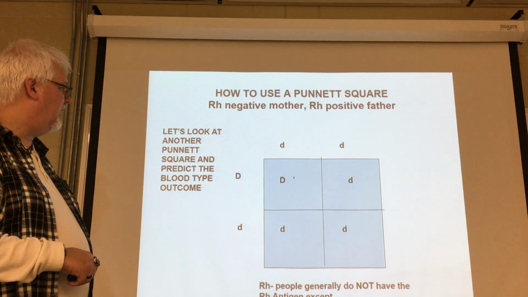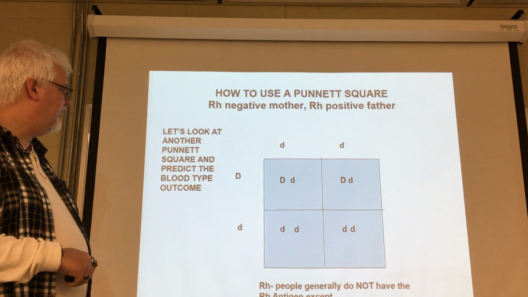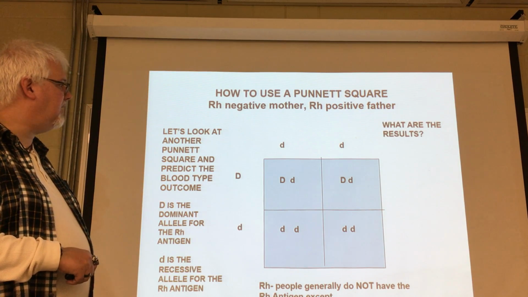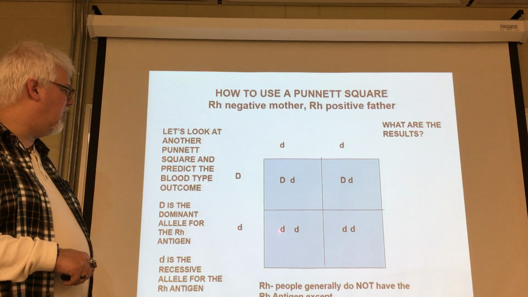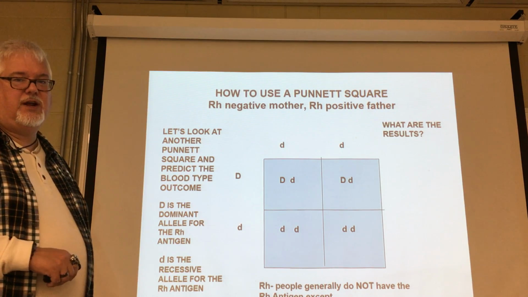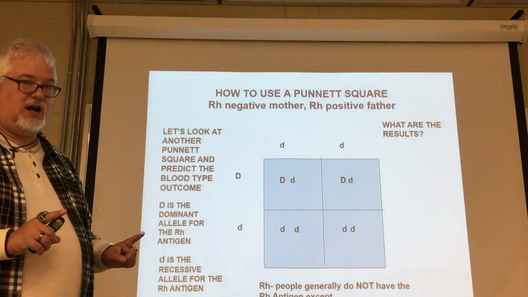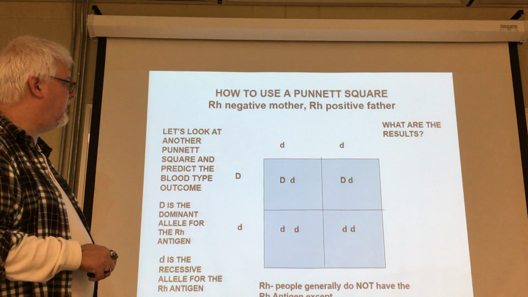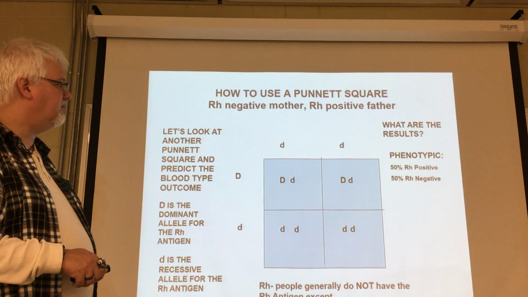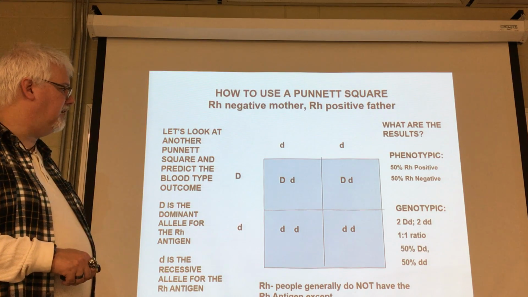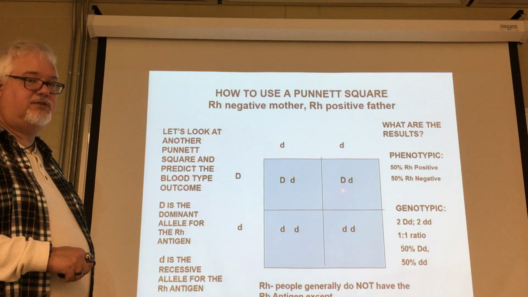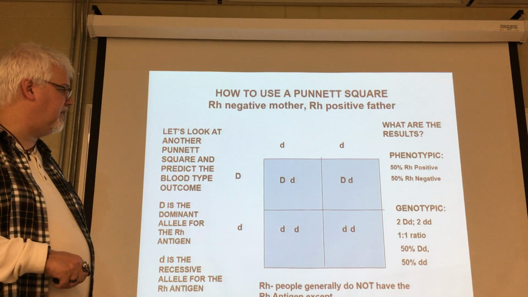Okay, we put in our individual letters and we find that this mother and this father have a 50% chance of giving birth to an Rh negative child and a 50% chance of giving birth to an Rh positive child each time that the mother becomes pregnant from this father. So our phenotype is 50% Rh positive, 50% Rh negative, and our genotype is going to be 2 of the heterozygous positive and 2 of the homozygous recessive.